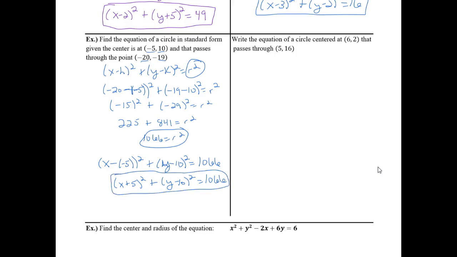So again, notice that our h and k were negative 5 and positive 10. In the equation, they have the opposite signs of positive 5 and negative 10, and that equaled the r squared that we found, right? Go ahead and try the example on the right-hand side.